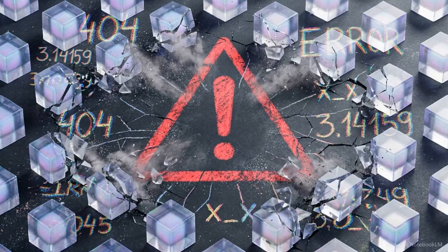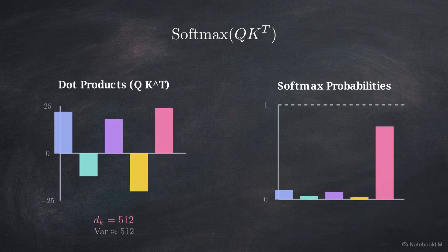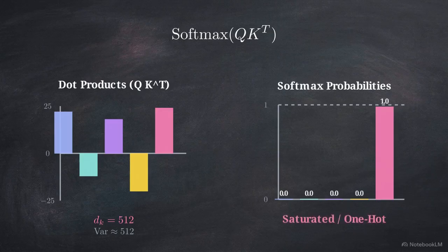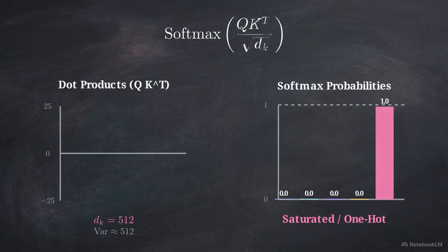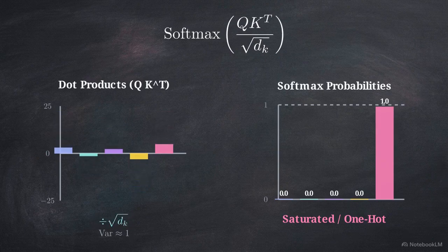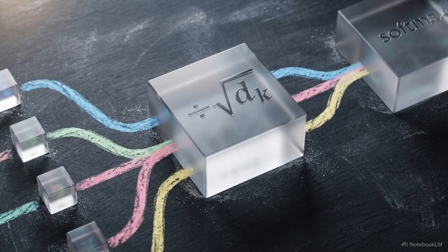However, implementing this math naively, without the scaling factor, leads to model failure. As the key dimension dk grows, the variance of the dot products increases. This chart shows how an unscaled distribution collapses into a single massive spike. When the softmax function encounters these large magnitudes, it saturates into a near one-hot vector. This saturation causes the gradients to vanish, effectively stopping the neural network from learning. The paper solves this by dividing the dot products by the square root of dk. This keeps the variance near 1 and the softmax distribution diffuse. Scaling by root dk is a structural requirement that prevents the model from collapsing during training.